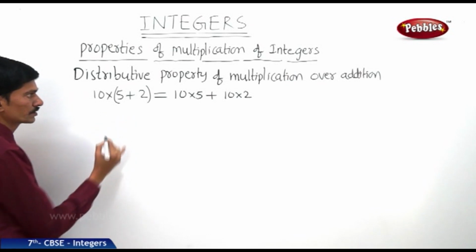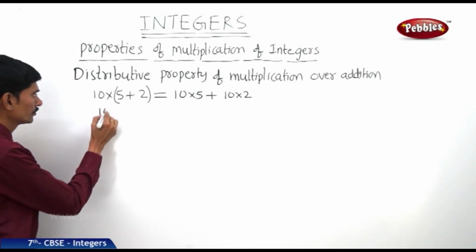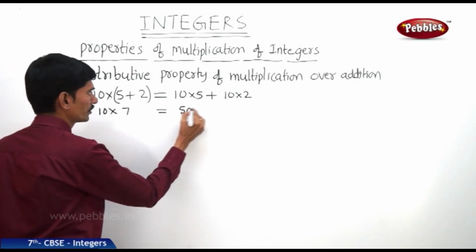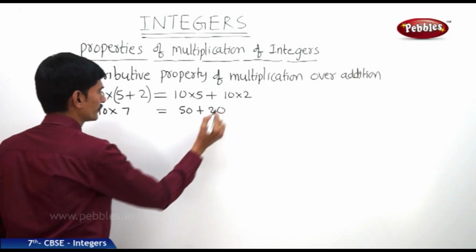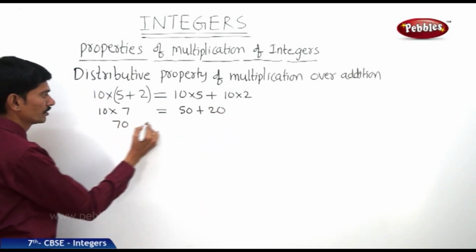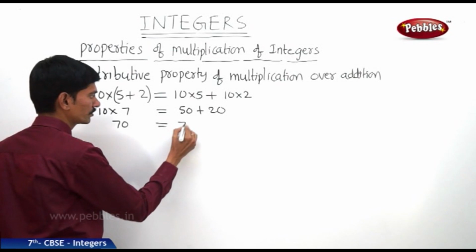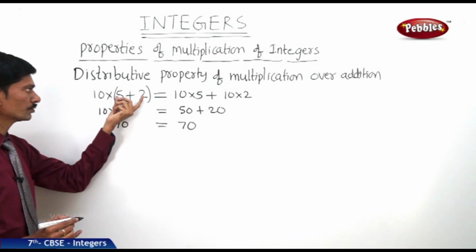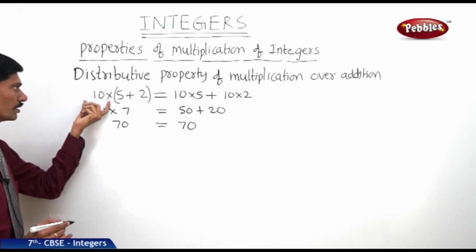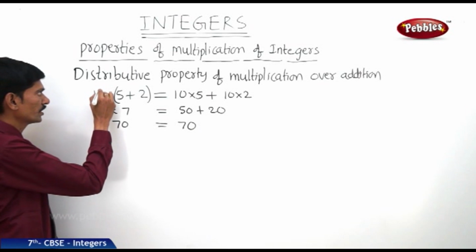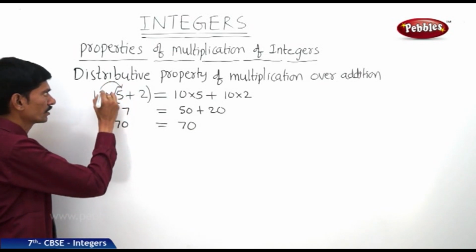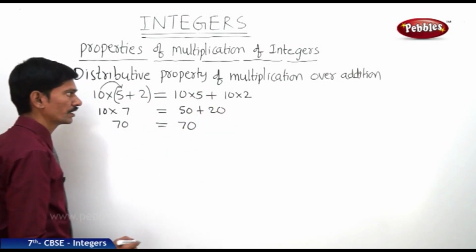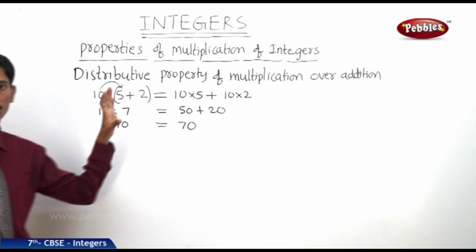Now let us check whether it is true or not. So 10 into (5 plus 2) is 10 into 7, which equals 10 5s are 50 plus 10 2s are 20. Here 10 into 7 is 70, and 50 plus 20 is also 70. So when the sum of two whole numbers is multiplied by another whole number, this whole number is multiplied by the first number and then by the second number, and then these two products are added. So this is true in case of whole numbers.